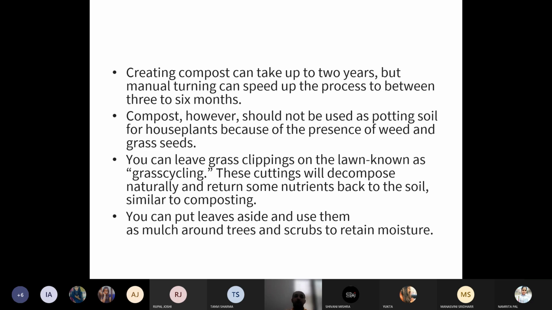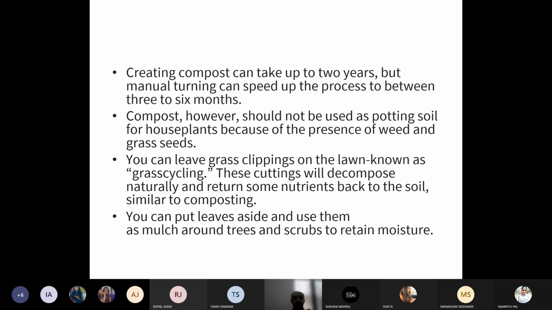When we talk about creating compost in large piles, it may take up to years, and manual turning can speed up the process. Compost, however, should not be put into the soil of house plants, because the presence of weeds and grass can hamper the process. You can leave grass clippings on the lawn, known as grass cycling. So that can be practiced.